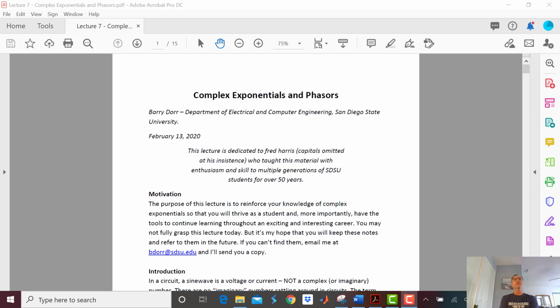We're going to demystify that dreaded e to the j omega t with intuitive arguments, counter-rotating vectors, and some simple math. So after you watch this lecture, complex numbers will be another tool in your toolbox, and phasors will just be a useful application of complex numbers. And you're going to be surprised how easy this really is.